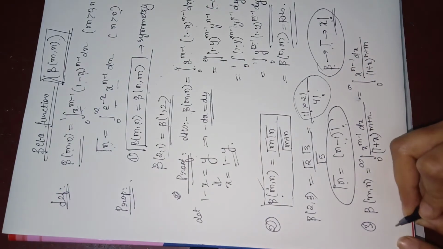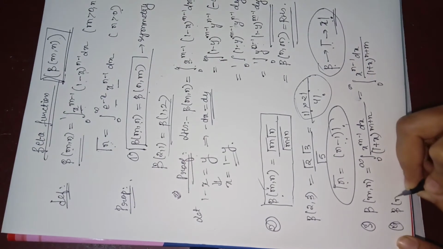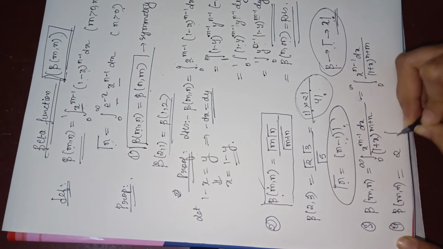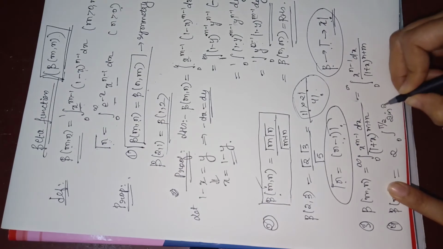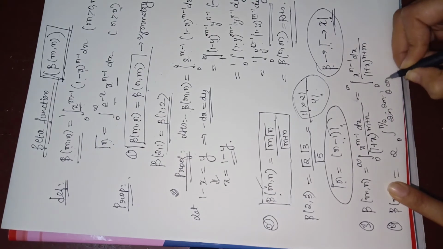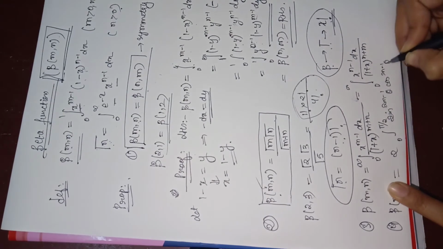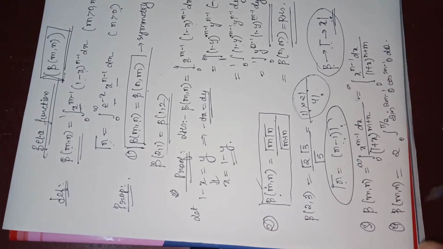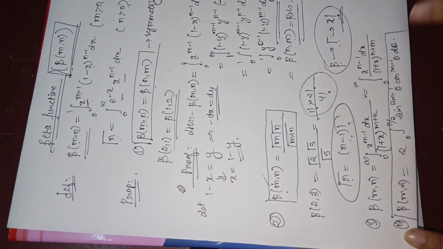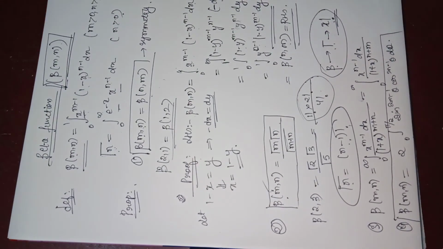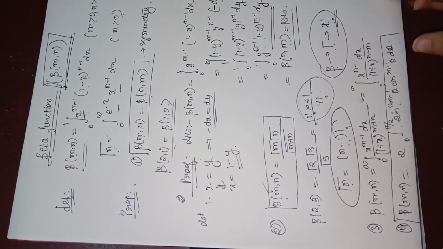There's one more representation of it. Beta mn is equal to 2 times the integral from 0 to pi by 2 of sine raised to the power 2m minus 1 theta cos raised to 2n minus 1 theta d theta. Okay, this one. So till now we were doing algebraic kind of relations for the beta function, right? But this is a trigonometric relation for the beta function. I will derive this very quickly. It's very easy to derive.